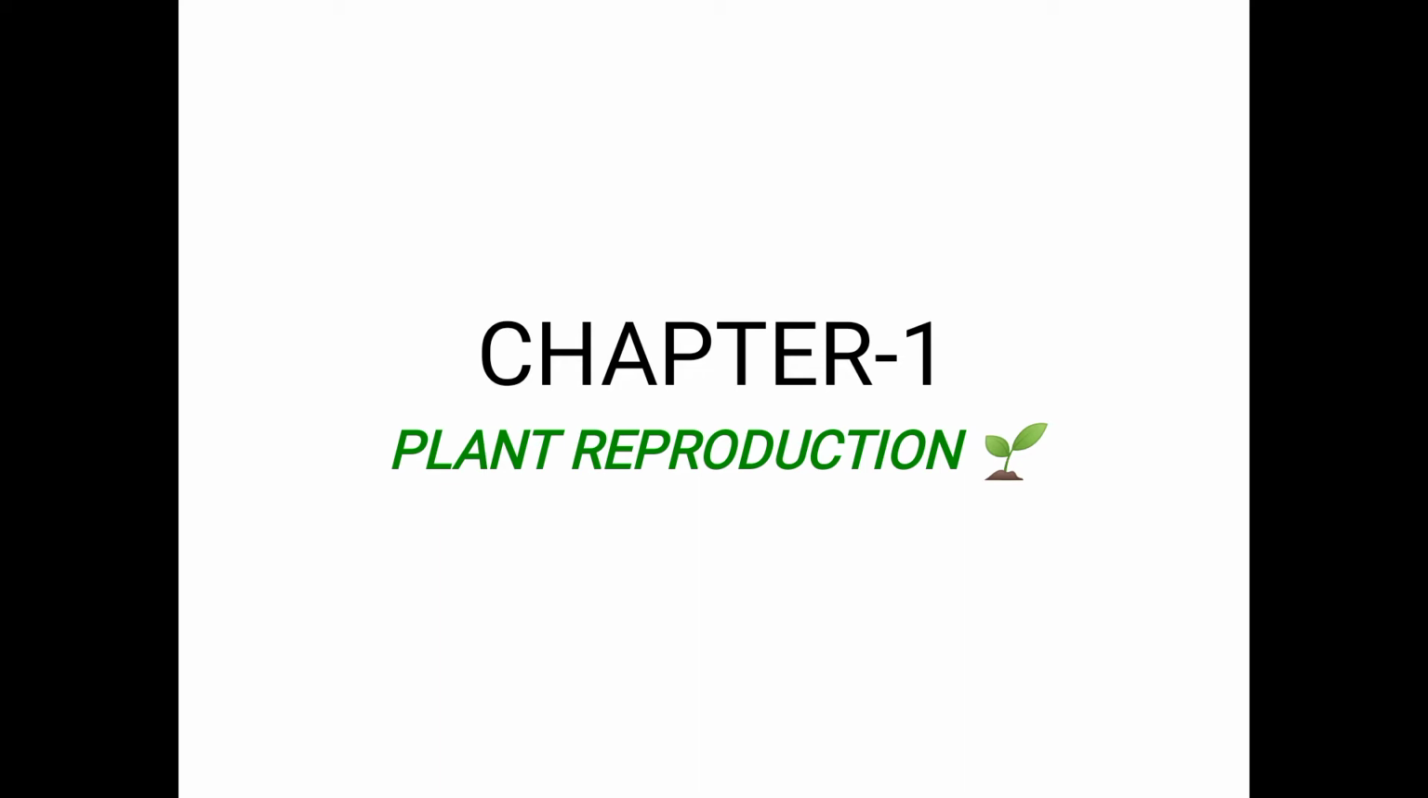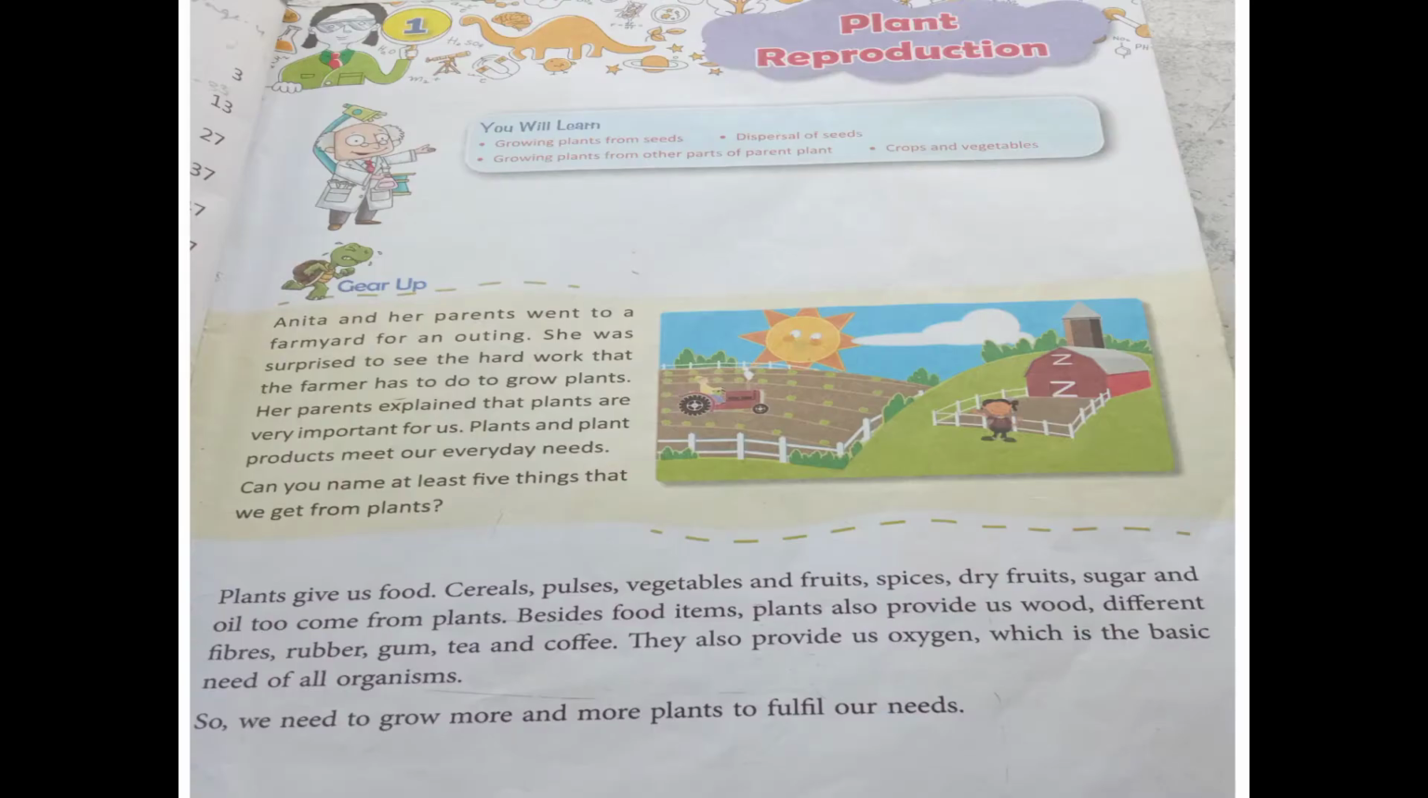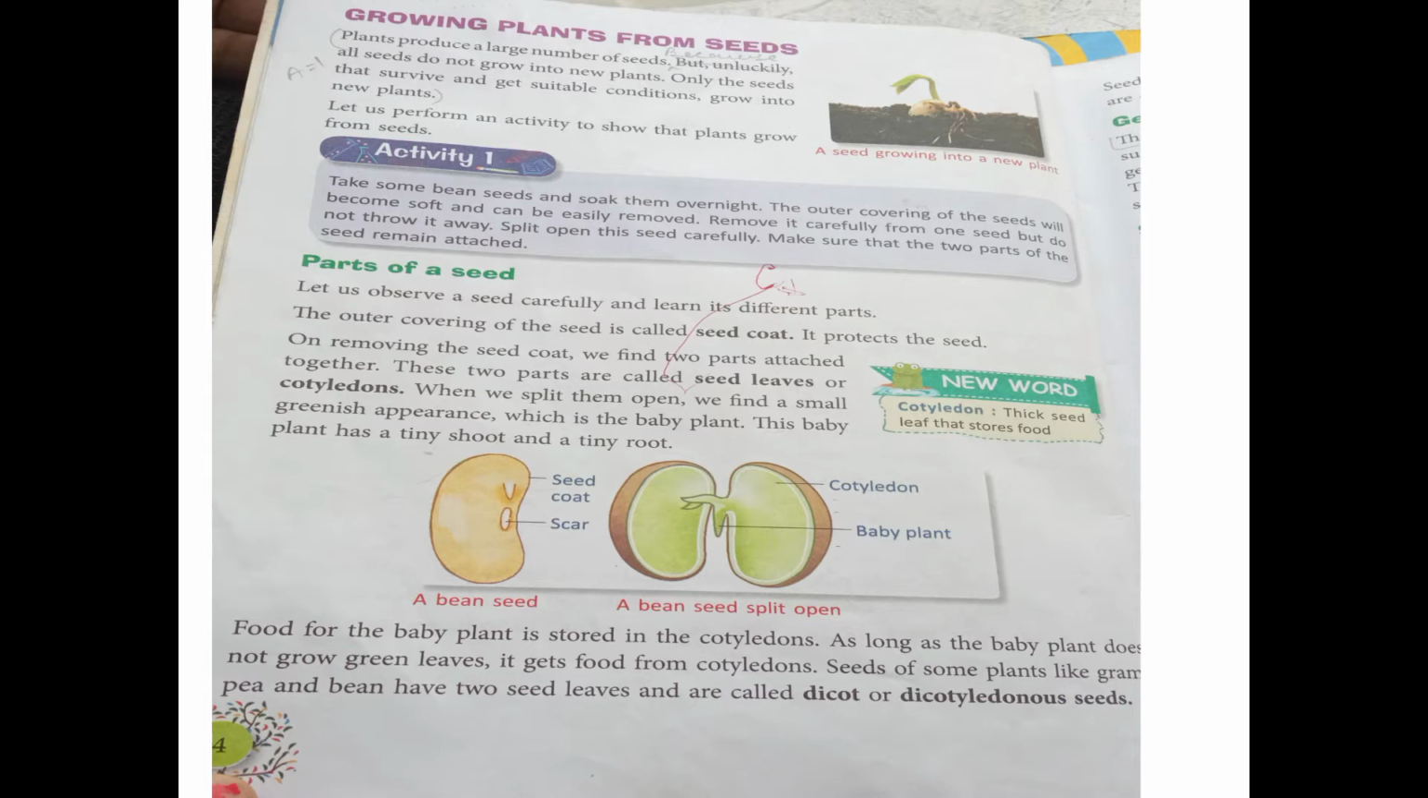And in this chapter we are going to study about plants. Plant is also an organism because it is a living thing, which gives us food, energy, and the most important thing, oxygen. So the basic part of any plant is the seed. Let us study about the seed.